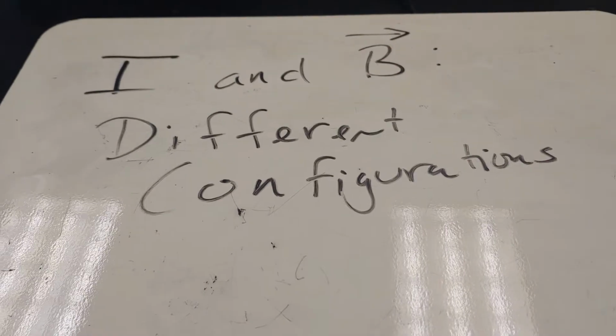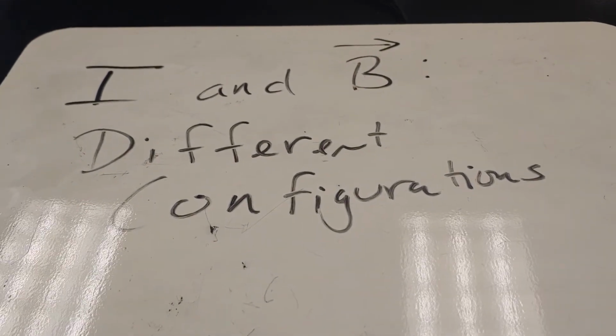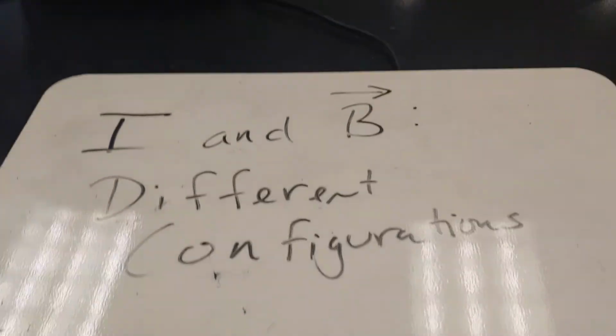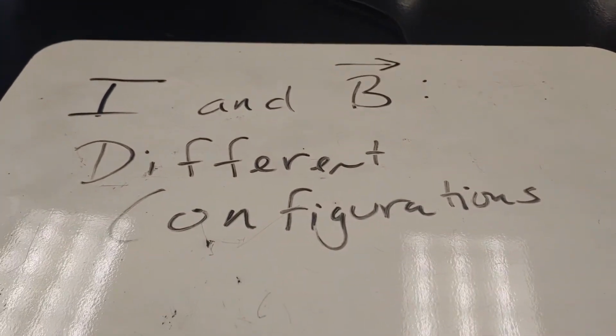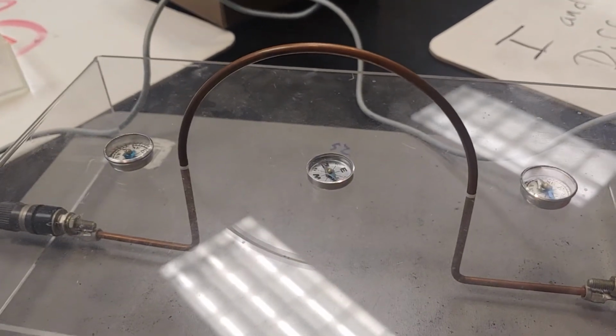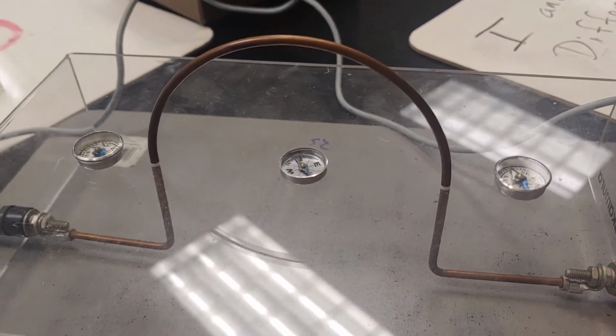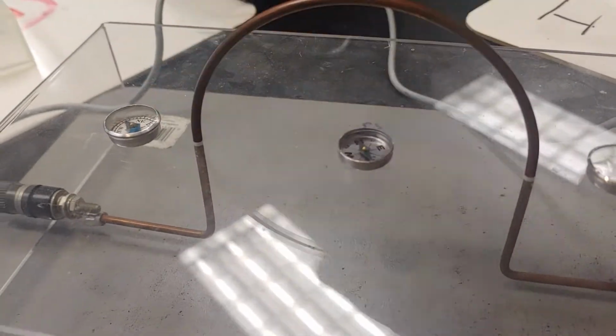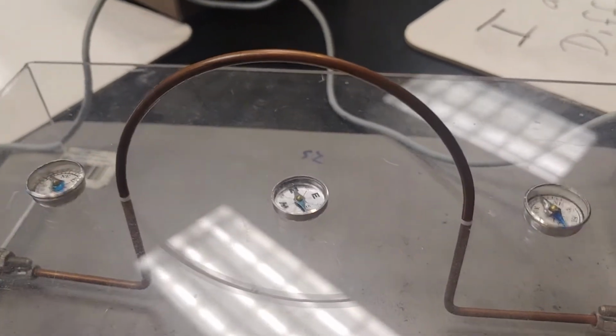So today we get to look at the different configurations of current and the magnetic fields that result. The first of these is a loop of current. Now we only have a semicircle, but it will give the same results as if this loop made a full circle. So we'll just imagine that.